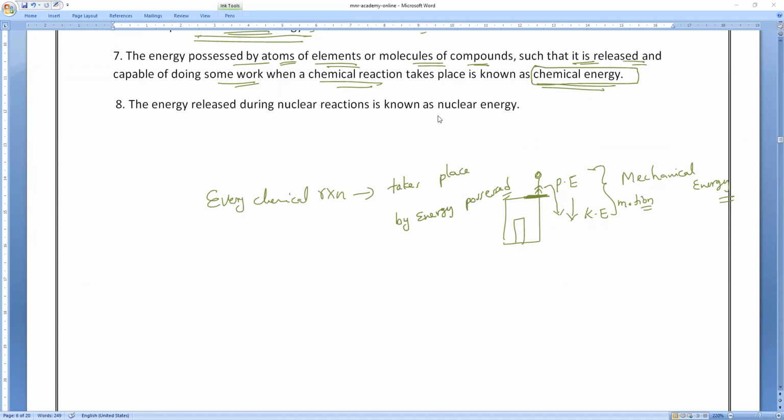Chemical energy. I will send you the notes. You just focus, first learn. So the energy possessed by a chemical reaction, what energy do we call it? Chemical energy. Understood?